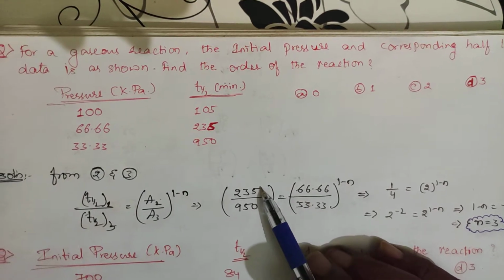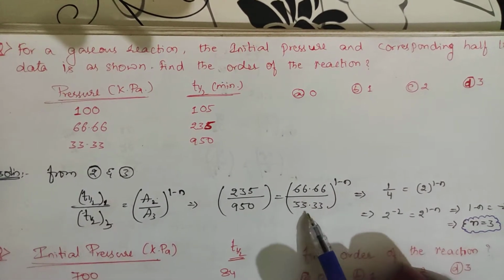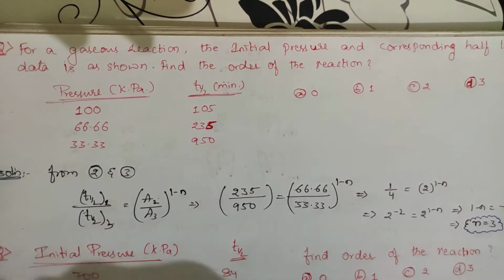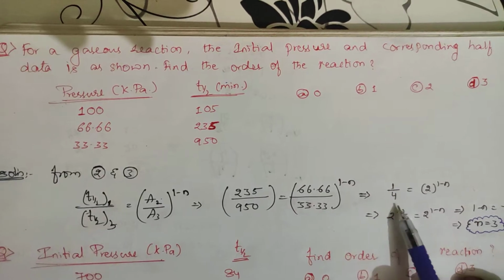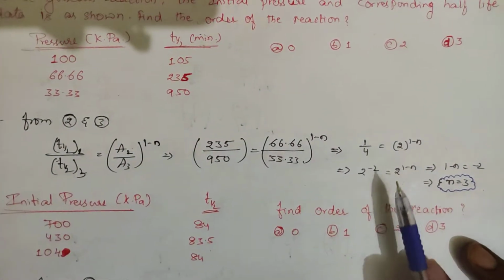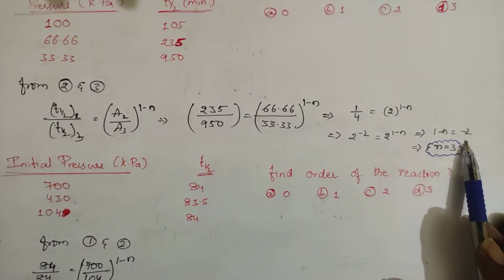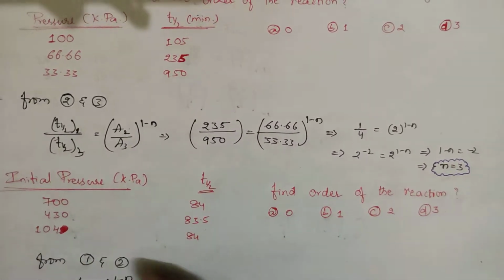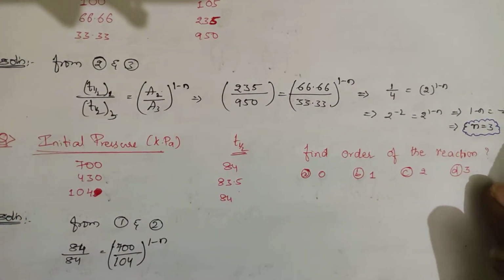So 235 by 950 T half, that is 66.66 by 33.33, power 1 minus N. So it will be getting 1 by 4. Approximately it goes 4 times. So 1 by 4 is equal to 2 power 1 minus N. So 2 power minus 2 will be equal to 2 power 1 minus N. 1 minus N will be equal to minus 2 and N will be equal to 3. So the order of the reaction is third order reaction.